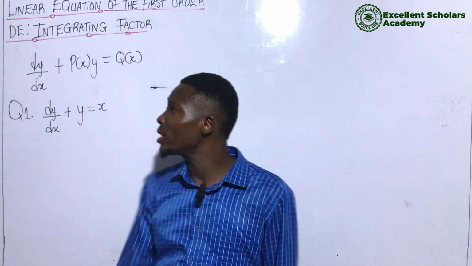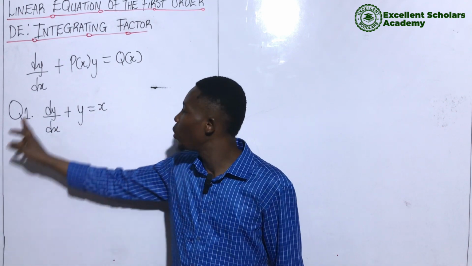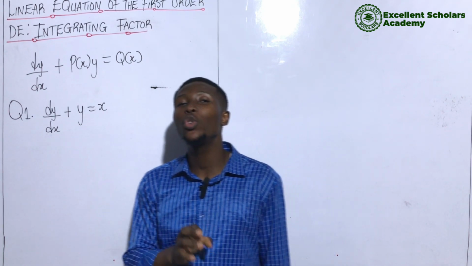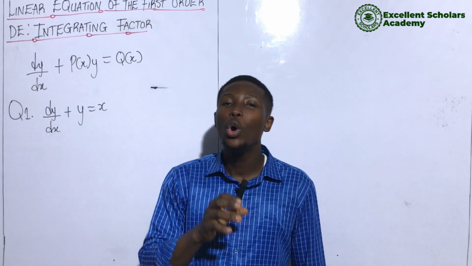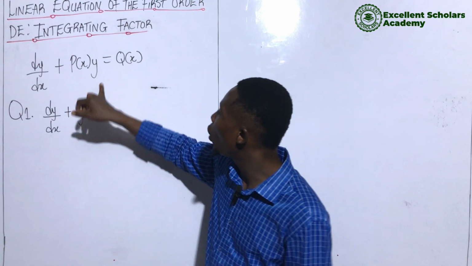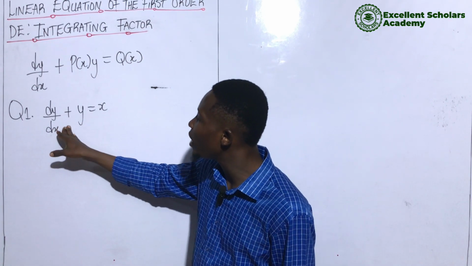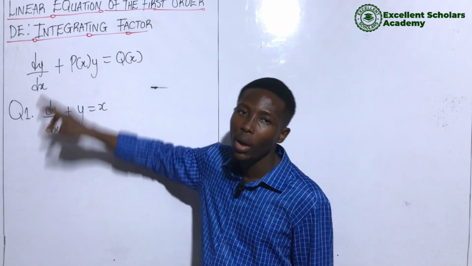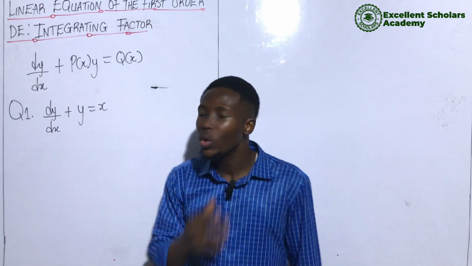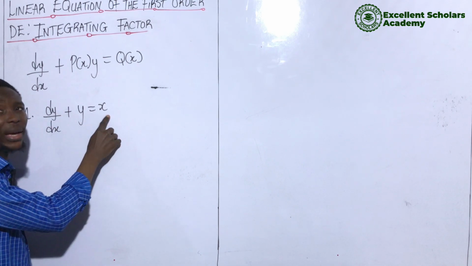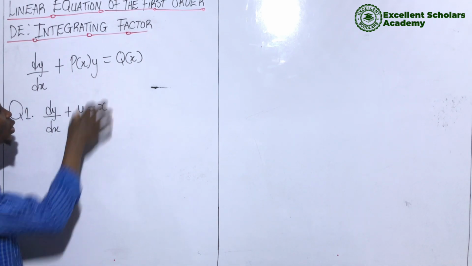Okay, so we are going to solve the first question. This is the first question we're about to solve: dy/dx plus y equals x. Now, the first thing you must understand is you have to recognize your p of x, or make sure your differential equation is in this form before you start anything. So if we take a close look, dy/dx plus y equals x is already in this form.